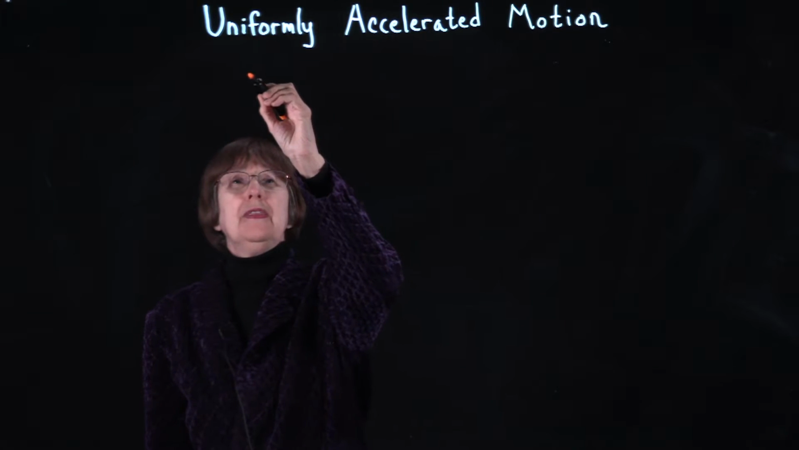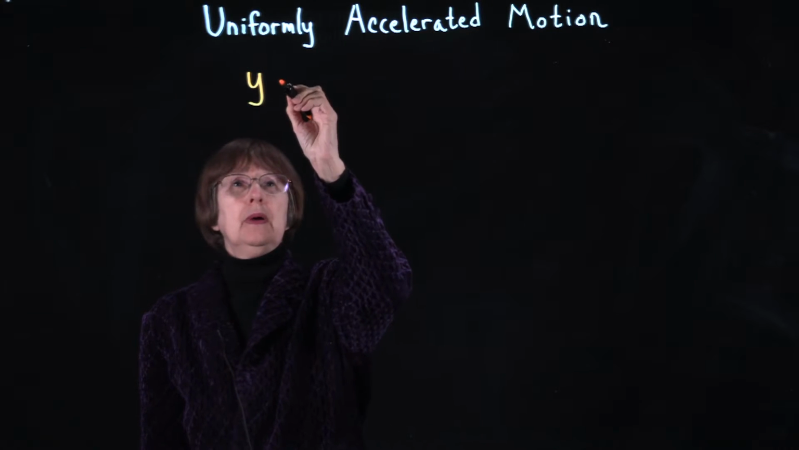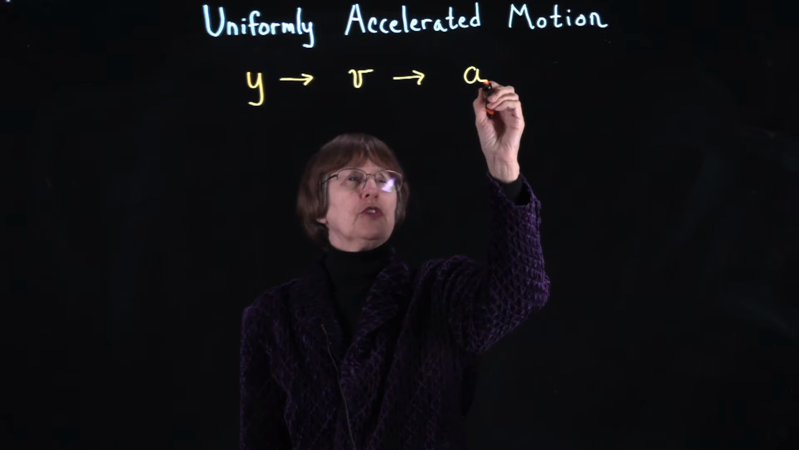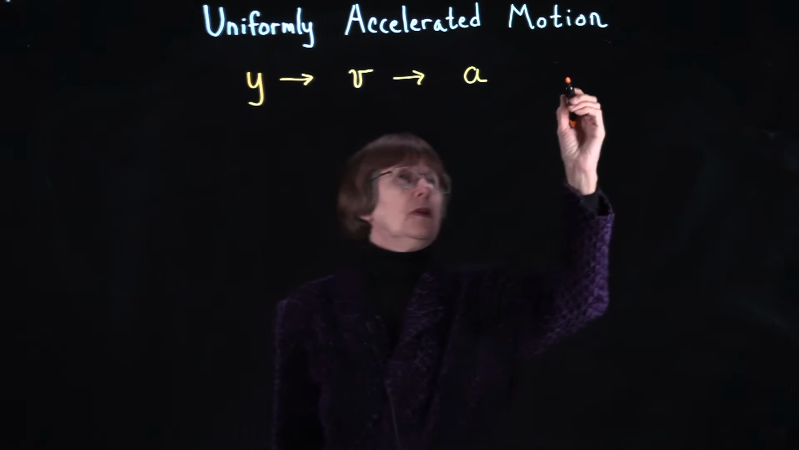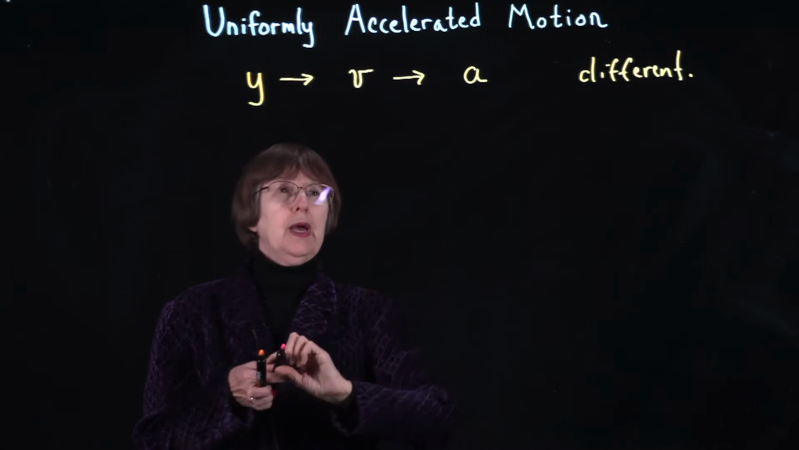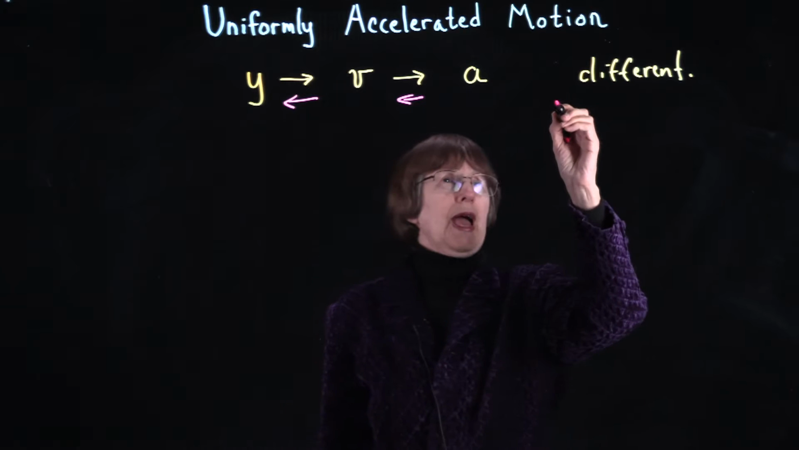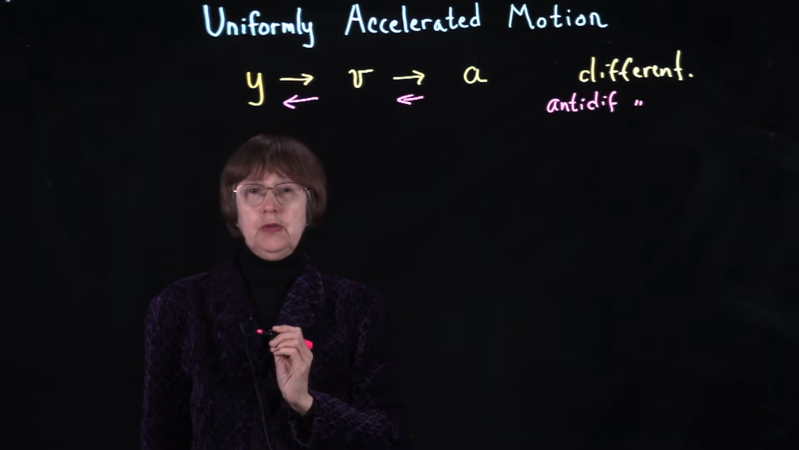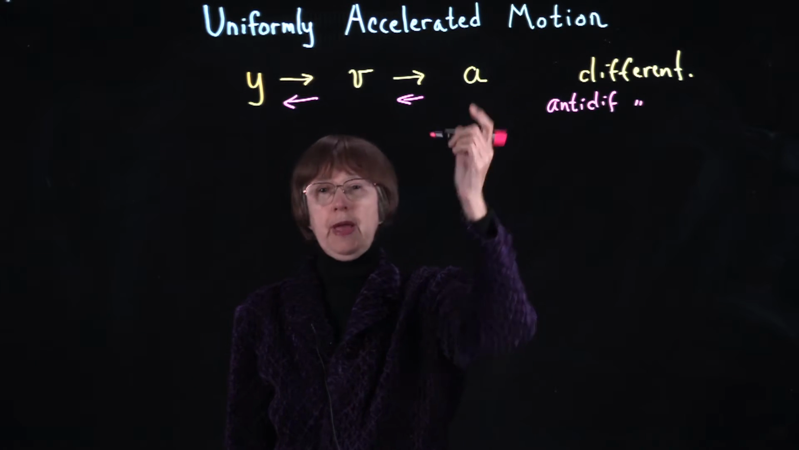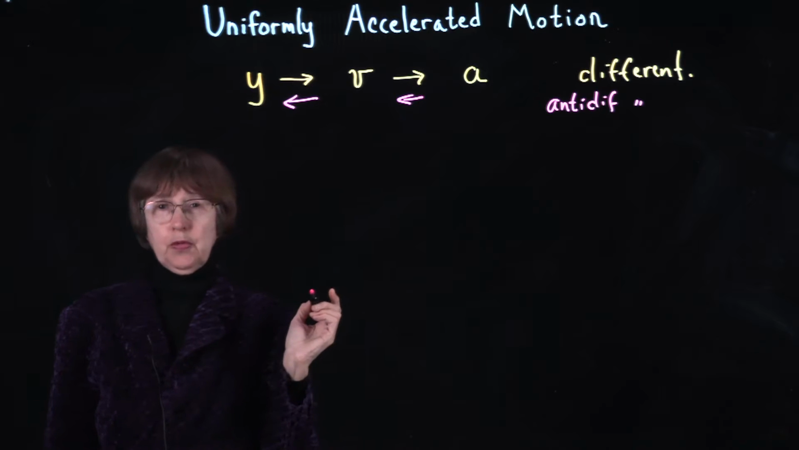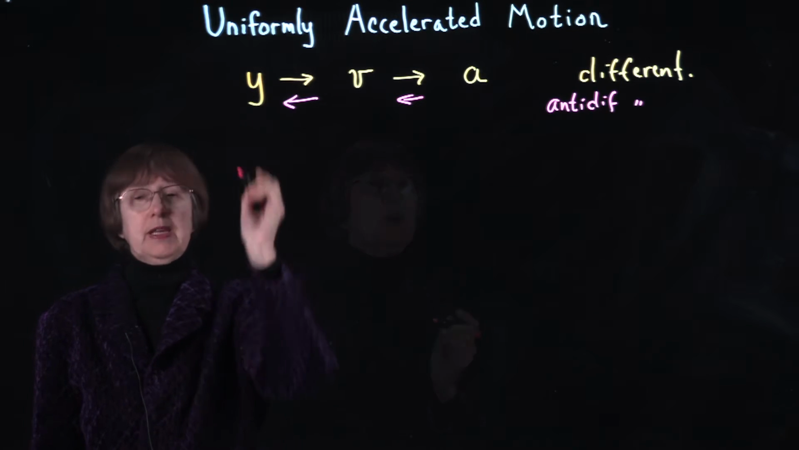Let's recall that if we go from a displacement to a velocity to an acceleration, this is the process of differentiation. If we go the other way, this is anti-differentiation. In fact, in the example we do now, we're going to start with information about the acceleration and deduce something about both the velocities and the displacement.